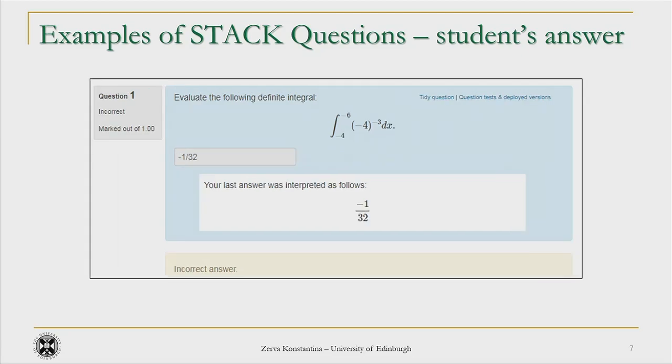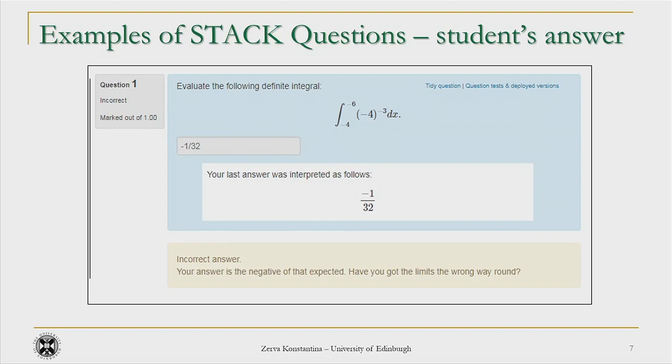Let's say I put in an answer like that. Just "incorrect answer." Okay, that's not so helpful for the student because the student maybe doesn't know what's going wrong. So actually, computer algebra helps a lot here, because it's better if you have feedback like this: your answer is the negative of what was expected. Have you got the limits the wrong way around? So the student has some hints of what went wrong and can actually resubmit the answer.